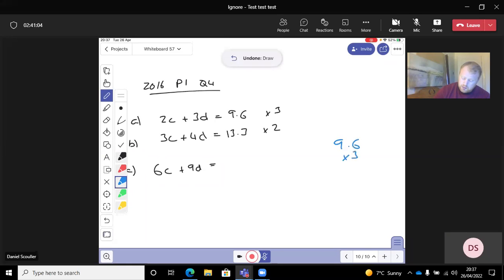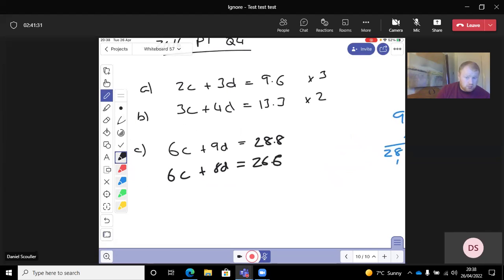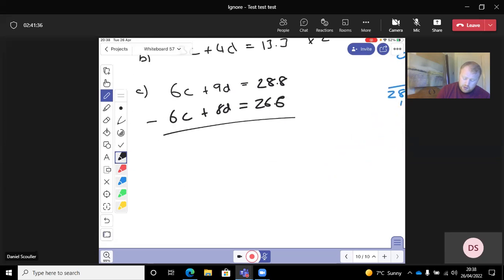times 3, decimal point stays in the same place, so 3 times 6 is 18, the 1 carries, so 3 times 9 is 27, plus that 1, 28.8. Remember, this is non-calculator, so you need to be able to do that. Okay, 13.3 times 2, 26.6. Alright. Taking them away from each other.